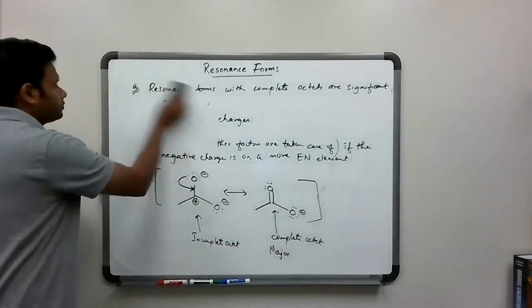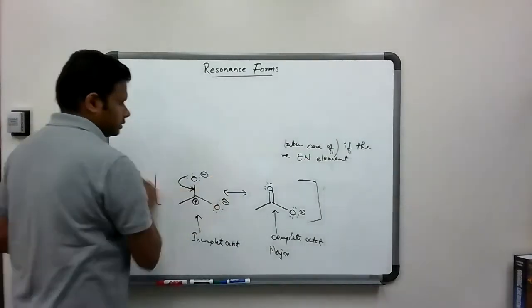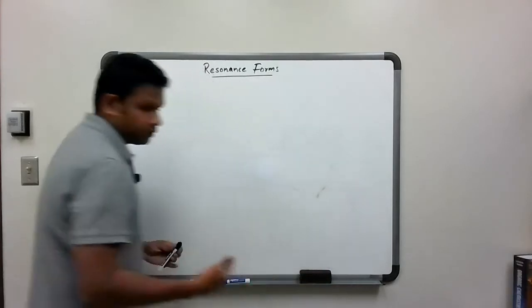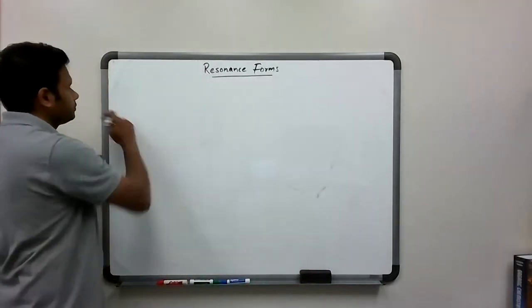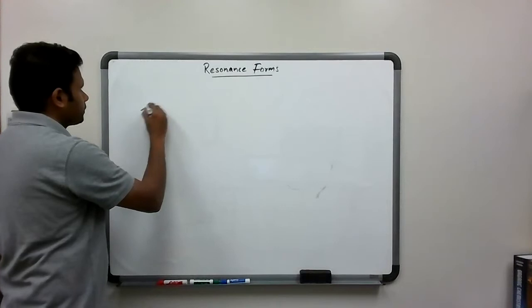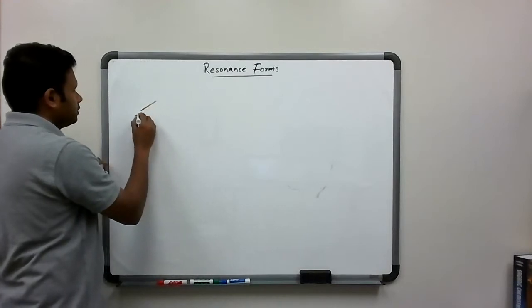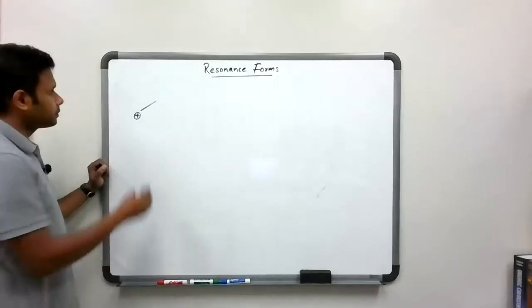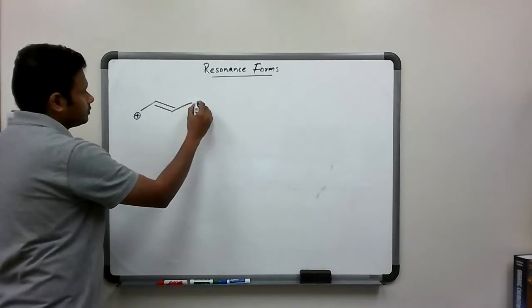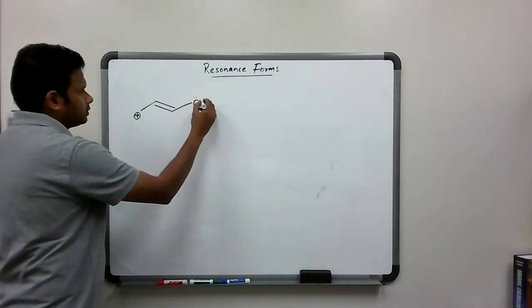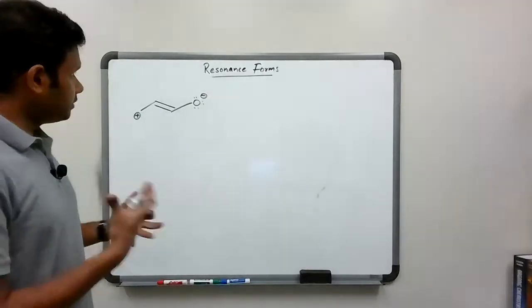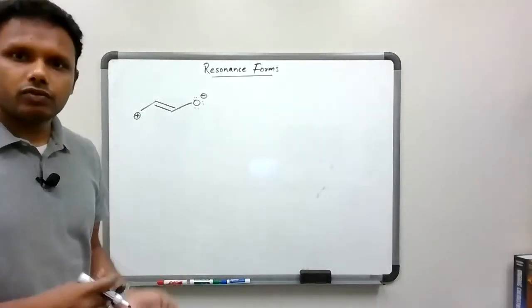So let's look at another example where we can talk about octets, and then we can talk about formal charges. Okay, so let's say we have an example where we have a positive charge here, a double bond, and an oxygen with a negative charge. Also treat these as examples for how you would do resonance.